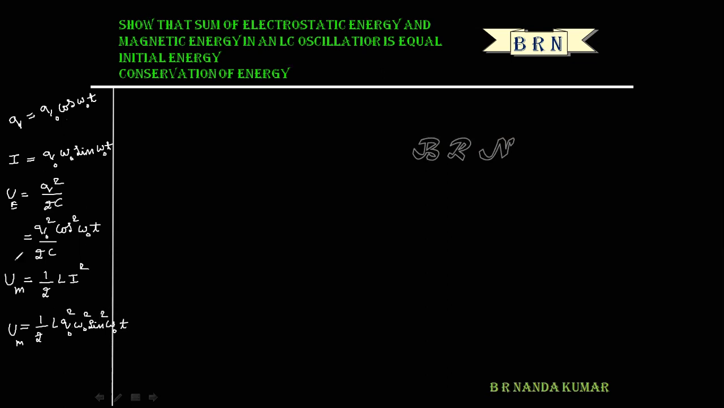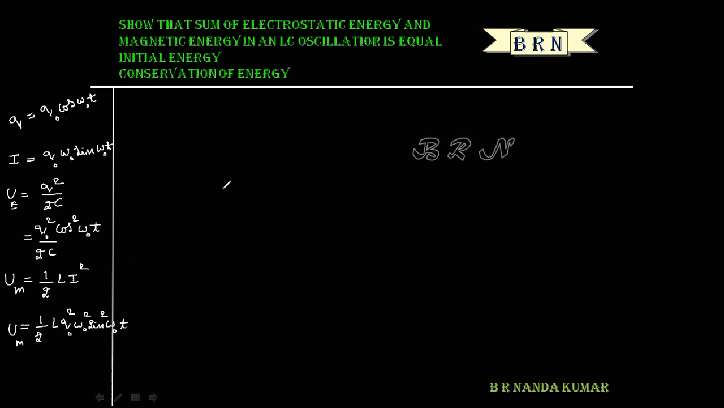So this is the electrostatic potential energy in the capacitor. This is the magnetic potential energy in the inductor. This is the instantaneous electrostatic potential energy, that means the electrostatic potential energy at any instant of time. And this is the instantaneous magnetic potential energy, that means the magnetic potential energy at any instant of time.